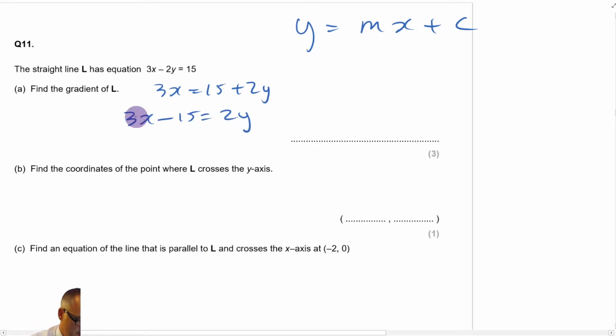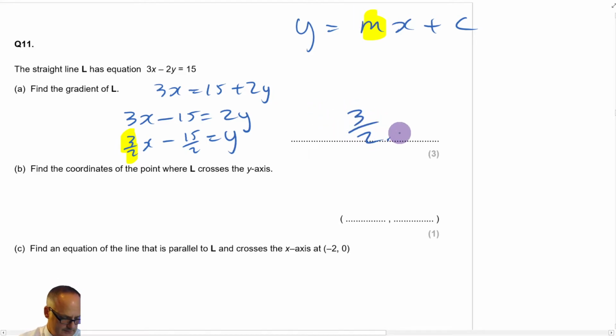Divide everything by 2. Divide this by 2, I get 3 over 2x. Divide this by 2, I get 15 over 2, or you might like to write 7.5, equals y. And now we've got our gradient. So our gradient is equal to 3 over 2.